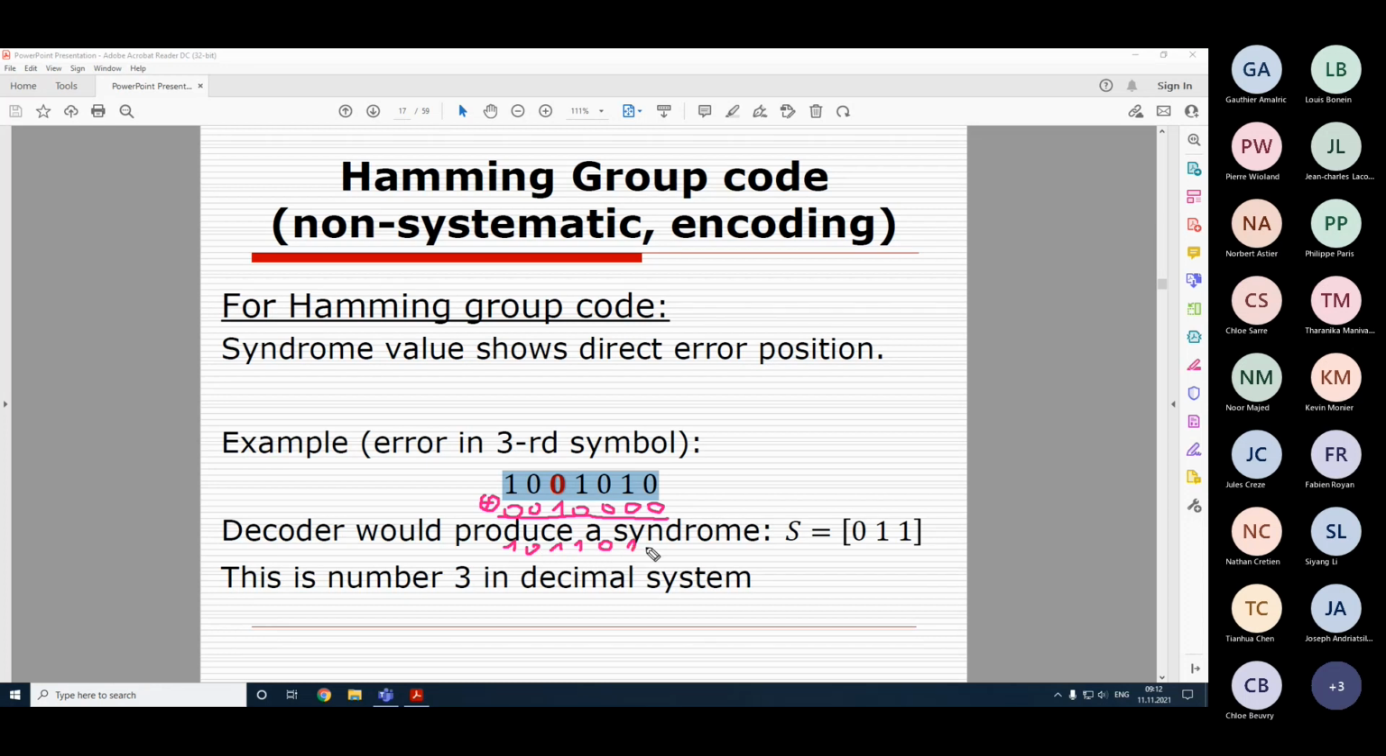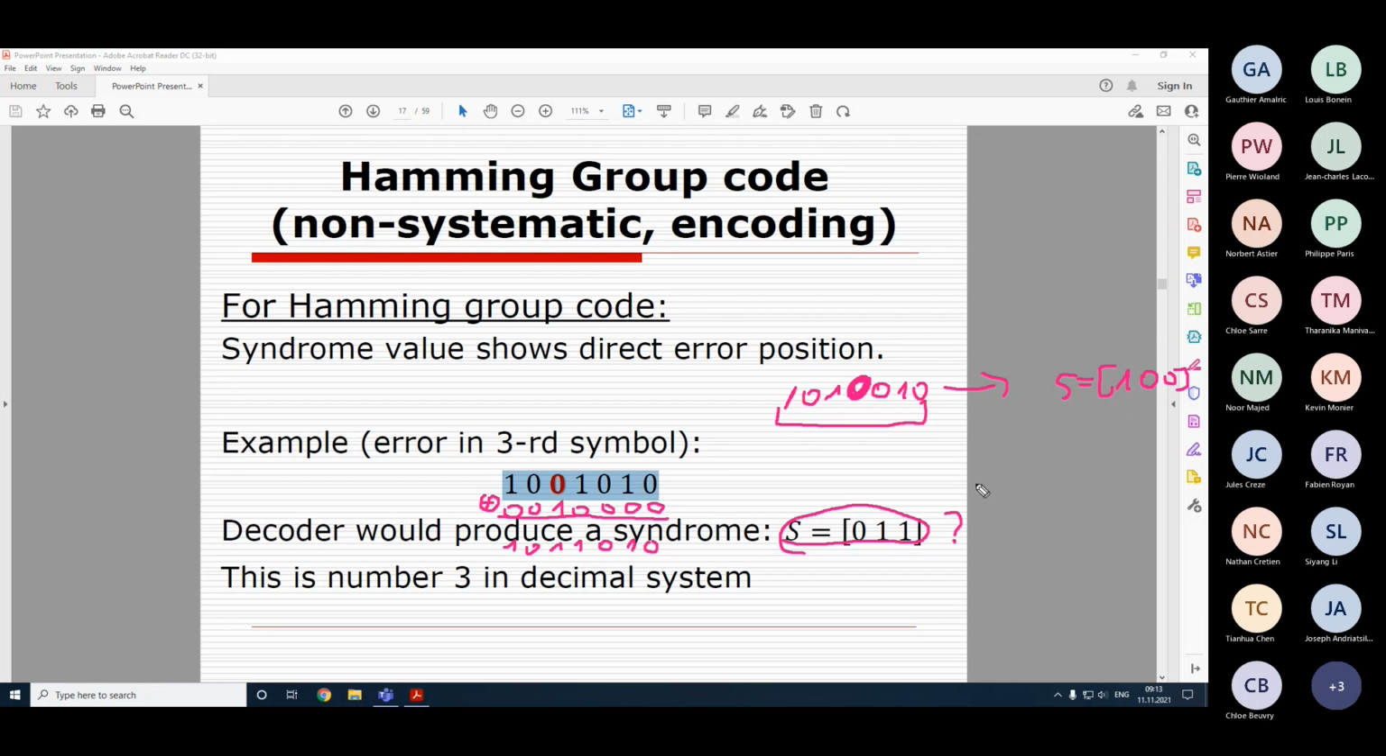But the question still is, how did we find this syndrome? Where does it come from, and how do we know that the syndrome is this? For example, if we are going to have the same code word with error in a different position, so for example, here we'll have 0, which will be the error position, 0, 1, 0, how will this produce another syndrome, which would be 1, 0, 0? So how do we find this syndrome from this code word?